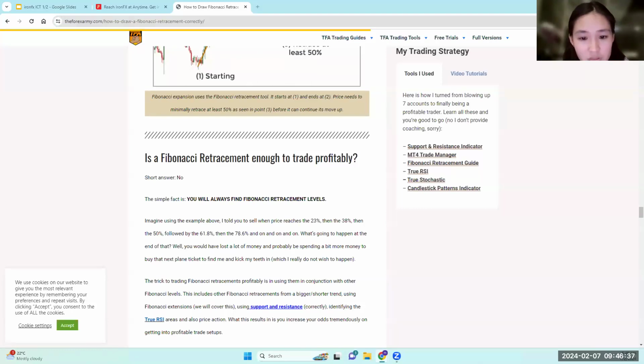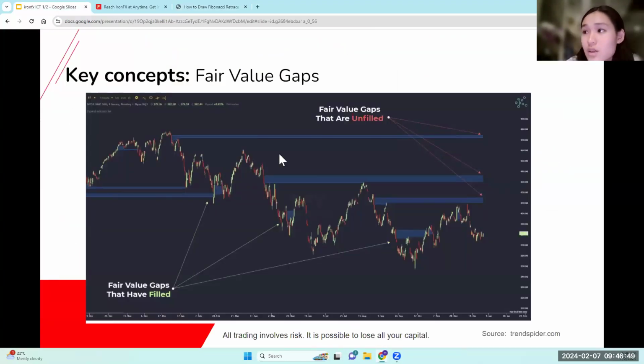Oh, we have a question. What happens to an FVG that has not been filled? So if we go back to my slides, basically what it means when it's not filled is that we don't expect price to return to that area anytime soon. So we're not going to take note of those levels. We want to take note of the FVGs that have been filled in order to place your stop losses and your take profit levels according to those levels.